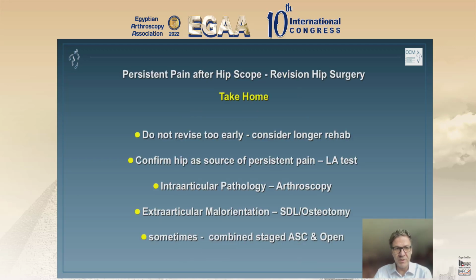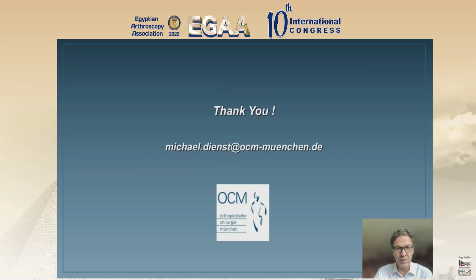Take-home message from this lecture, our recommendation: do not revise too early. Consider longer rehabilitation, especially when you do more in the joint. It's recommended that you confirm the hip as the source of persistent pain by a local anesthetic injection test. If there's intra-articular pathology, we usually use arthroscopy for revision. If there are extra-articular problems such as persistent DDH, etc., we use open surgery, and sometimes even a combination of both. Thank you so much.